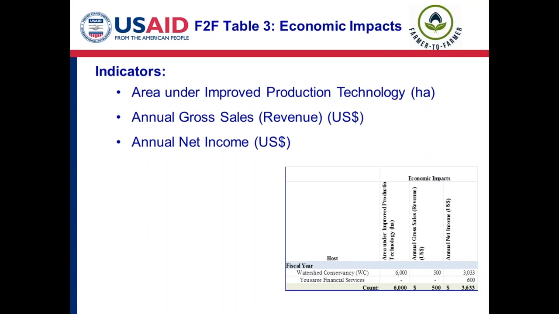But in Table 3, we're actually trying to look at what has actually changed, what area of land is actually under improved technology use. So this is another one where we actually expect this to go down considerably, and that's not a bad thing. Comparing this indicator in Table 2 with this indicator in Table 3 isn't going to give us a measure of the host's success. They're not really comparable that way.